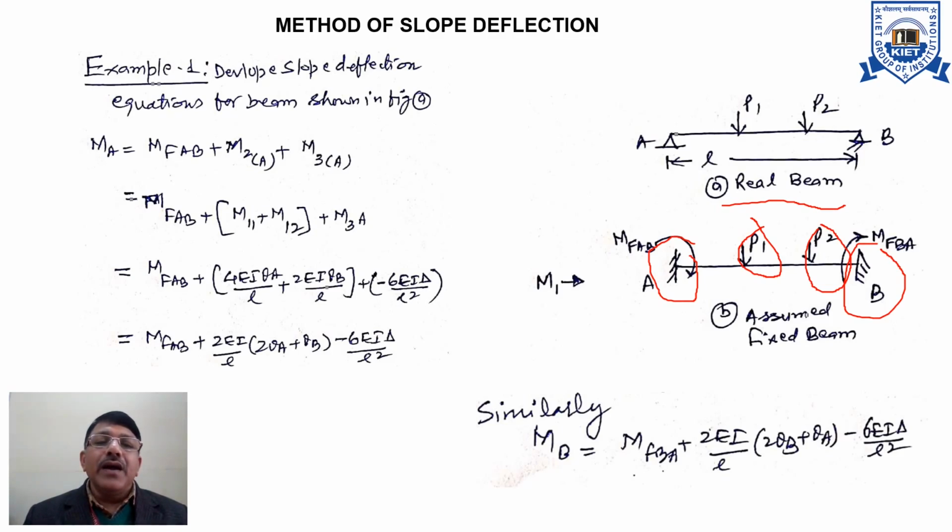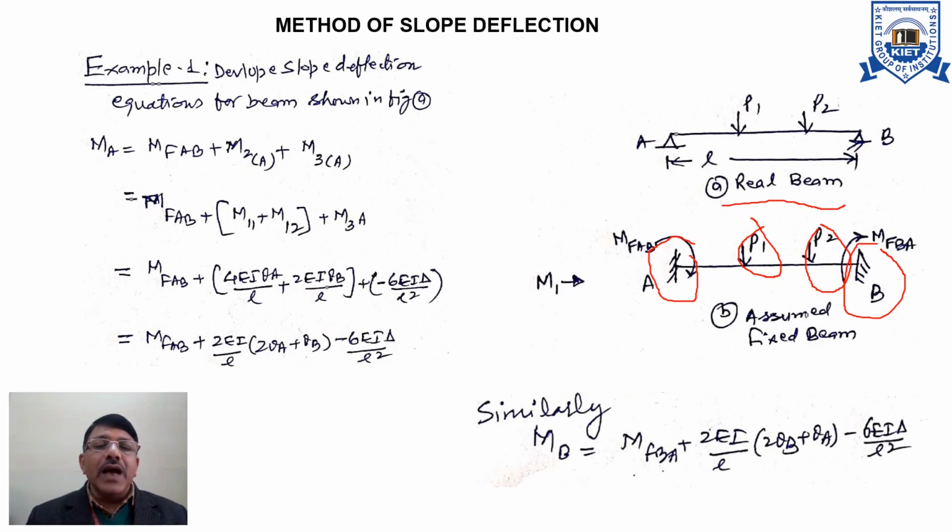Moment at A is equal to the fixed end moment at A produced due to the loads acting upon the span AB. This M2 is the moment required to rotate end A plus the moment induced at A when the end B was rotated. And this M3 is going to become 0 here in this case. So in this case, I can divide this M2 into two parts, M11 and M12.